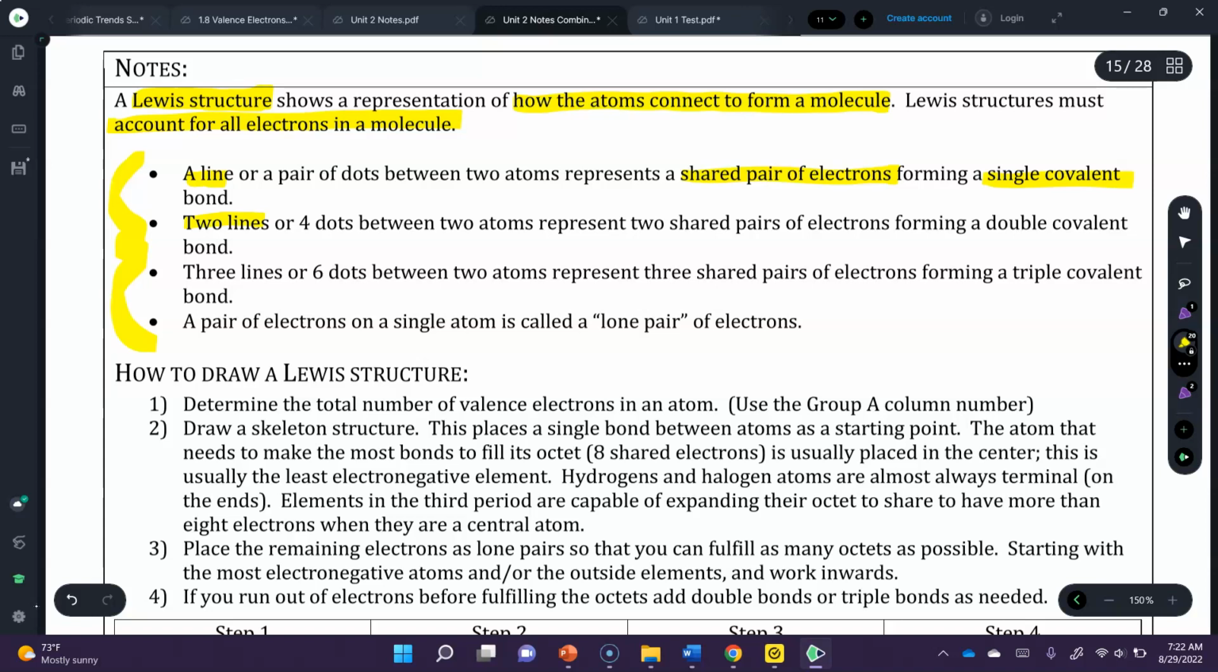Two lines or four dots between two atoms represents two shared pairs, which is a double covalent bond. Three lines or six dots represents three shared pairs, which is a triple bond. And then a pair of electrons on a single atom is a lone pair of electrons, and these are non-bonding electrons.